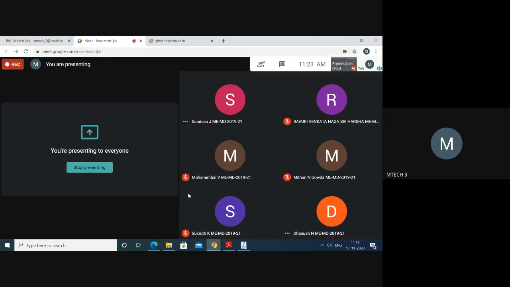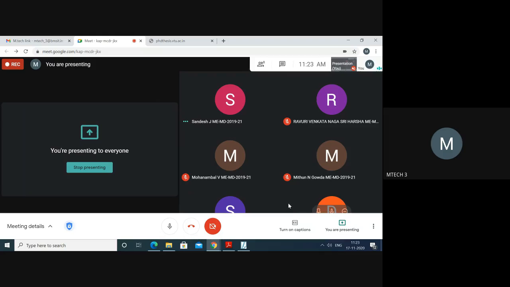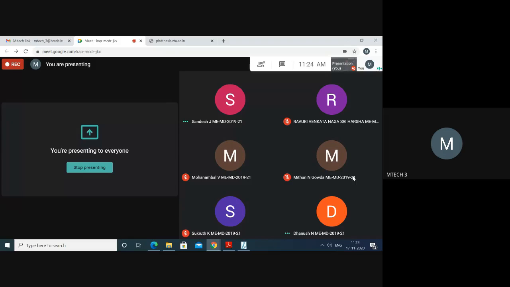Next, rotational damper. T is equal to C into d theta by dt. That is for the rotational damper. Okay. For the power.